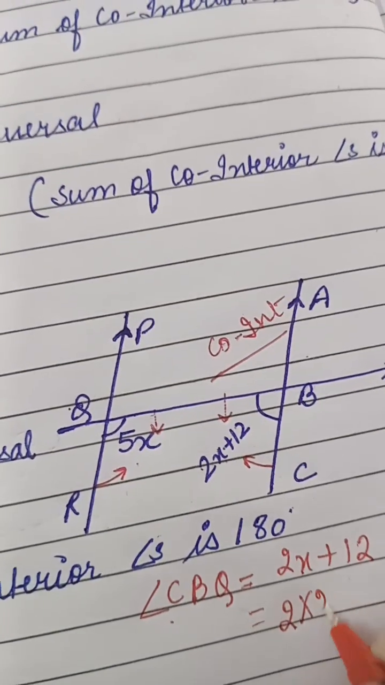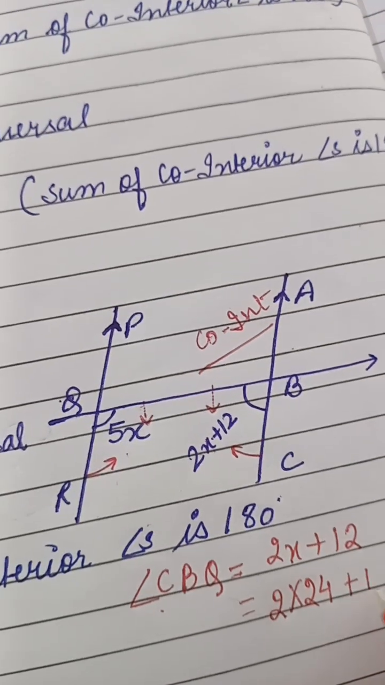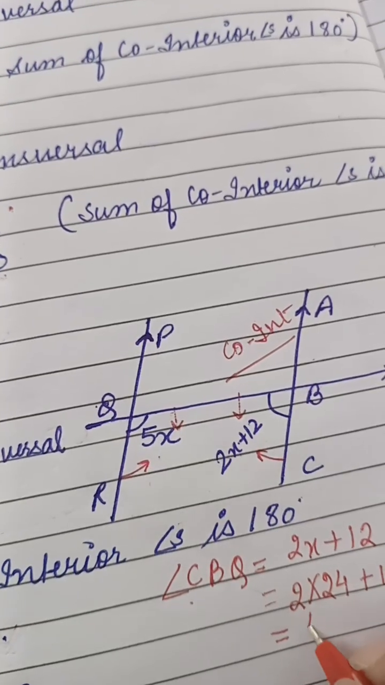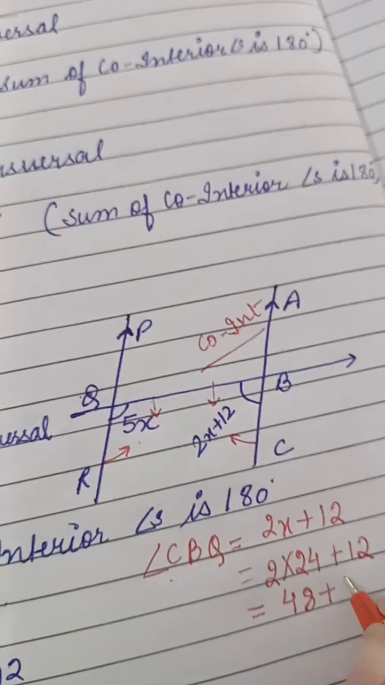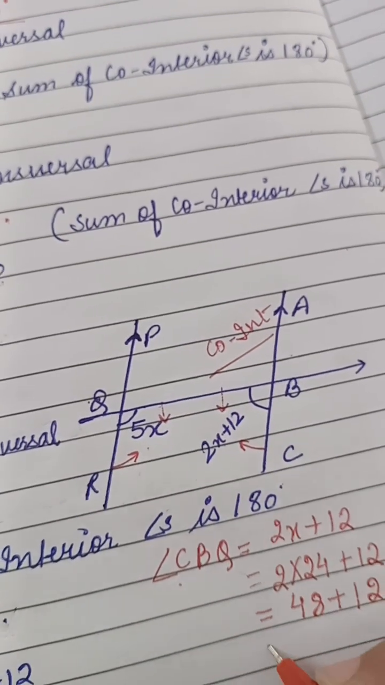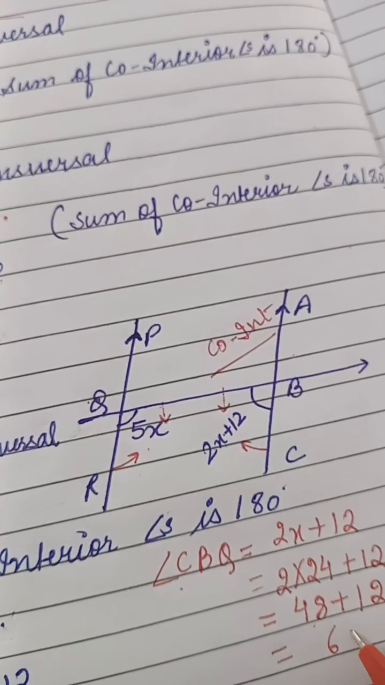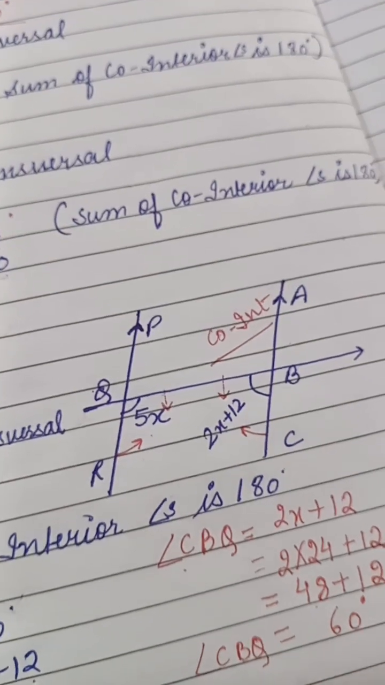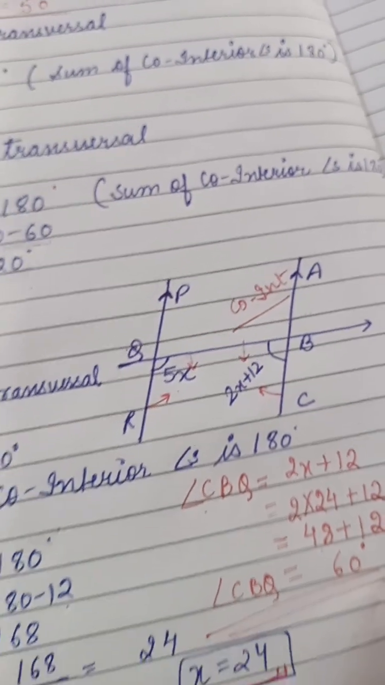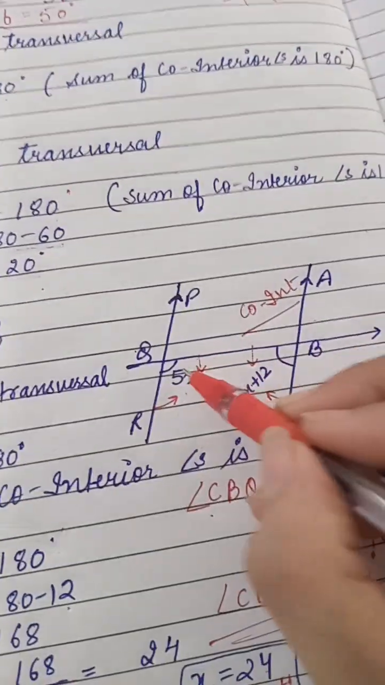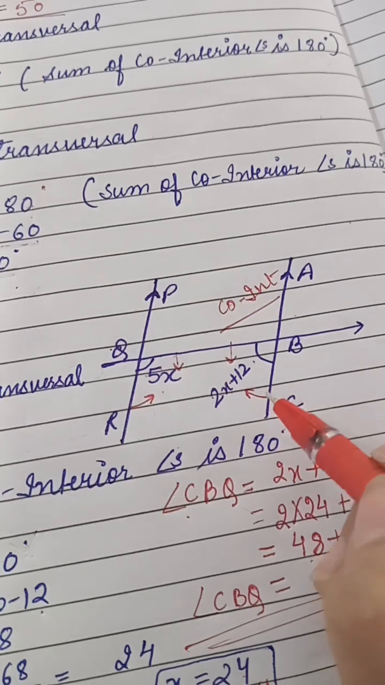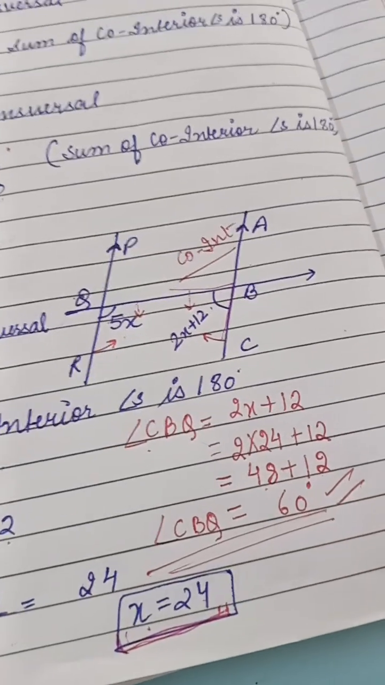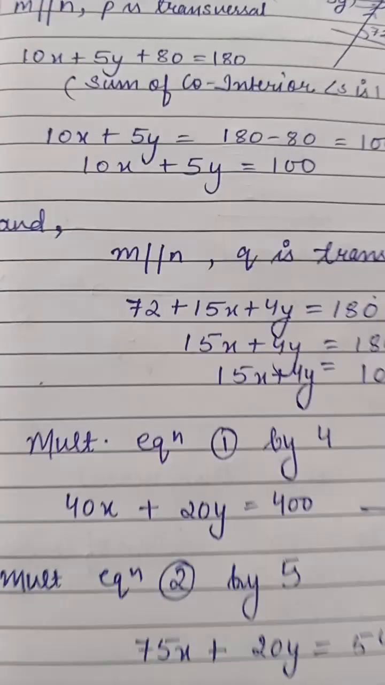24. 2 multiplied by 24 plus 12. Correct? And 2 multiplied by 24 will be 48, plus 12, and 48 plus 12 will be 60. So what is the angle CBQ? It is 60 degrees. Correct everyone? We got the value of x. From that we can find these two angles, but they only asked about angle CBQ, so we have to get the answer of CBQ. Got it? Coming to the next question.